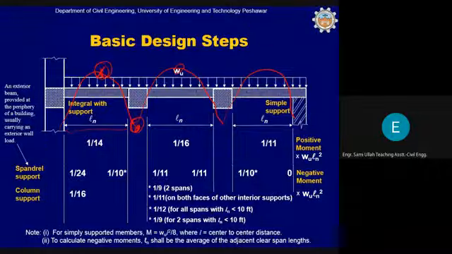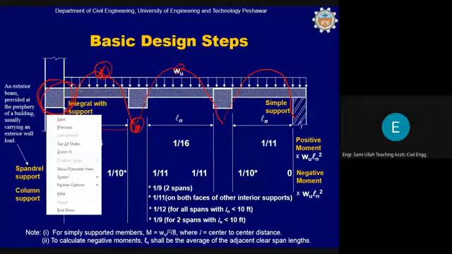Okay, and 1 over 14 is for the exterior span if the exterior support, which is this one in this case, look at this circle, is an integral support, not a support which is like a wall, a beam supported on a wall. A practical situation of this will be like this. Okay, let me show you a practical situation.